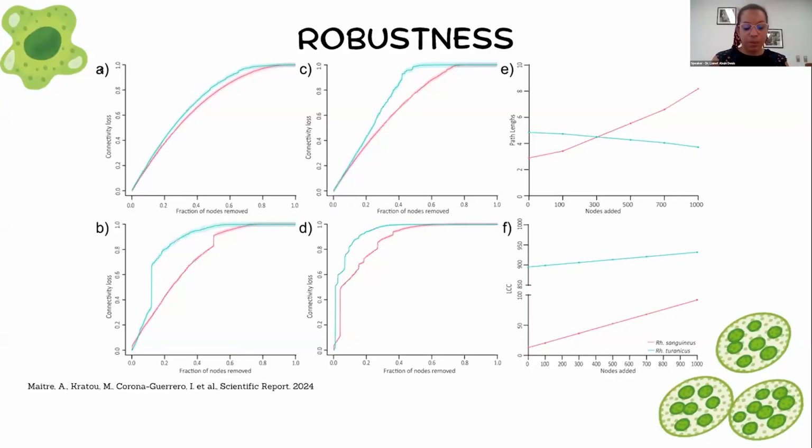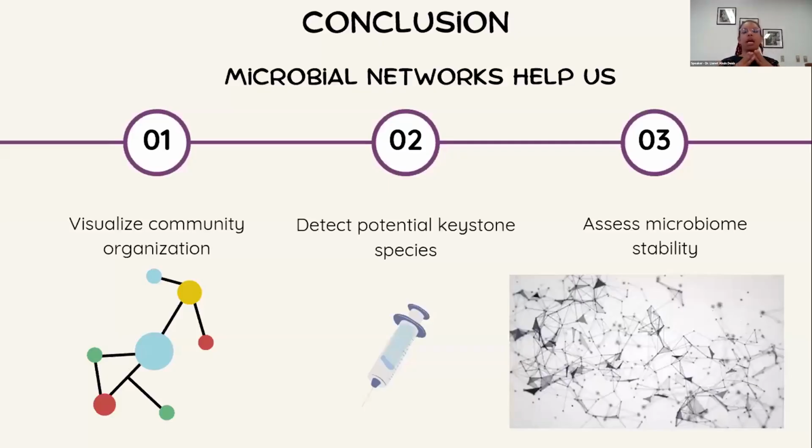All of this makes the network an easy tool to help us visualize community organization, establish certain partners or interactions that could be hiding in the community, detect potential keystone species, and finally evaluate how strong that community is and how resilient it is to external factors such as a dysbiosis that would cause the loss of members or the arrival of new pathogens.